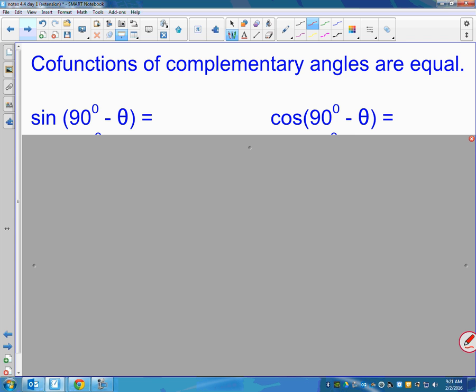So let me just do some. What is the sine of 30 degrees? Sine of 30 degrees is y, which is 1/2. The complement of 30 degrees is 60 degrees. So what is the cosine of 60 degrees?